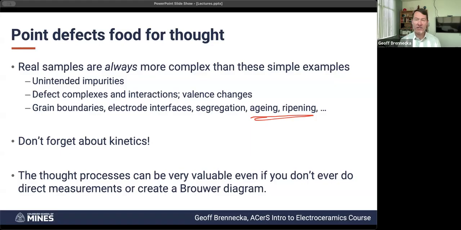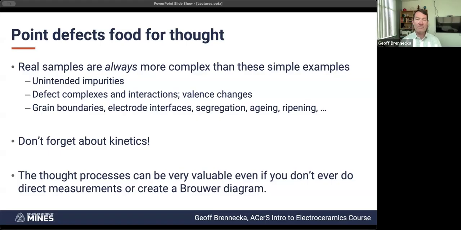And so you might have some sort of aging, you might have some ripening of microstructure. Keep those in mind. And again, all of this assumes so far that you're at equilibrium or at least very close to it. So kinetics are important. Kinetics are always important, whether we like it or not. And then finally, I don't care if you ever make a Brouwer diagram. This is still a valuable approach to thinking about how defects interact in your sample and what might happen if you have this kind of impurity, or if you have that kind of a dopant, or if you sinter in this kind of an atmosphere.